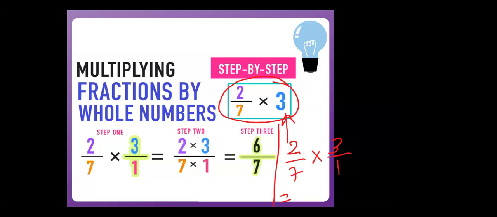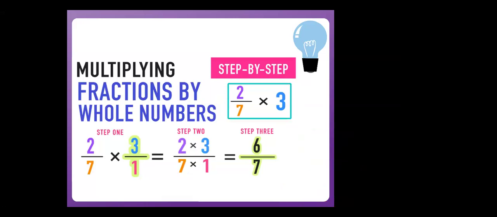Now you do 2 times 3, which is 6. And then after that, you do 7 times 1 is 7. So it is 6 over 7. This is your answer, right? So this is how you're going to deal with the multiplication of whole numbers with a fraction, fine?